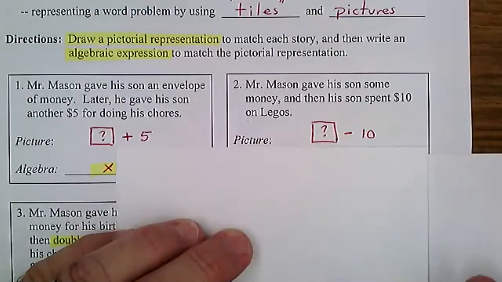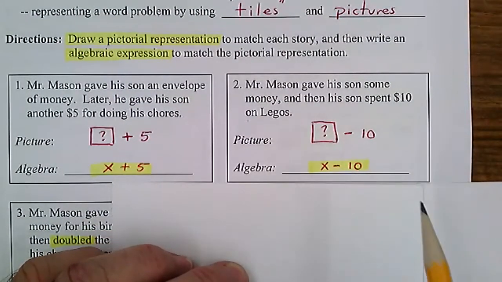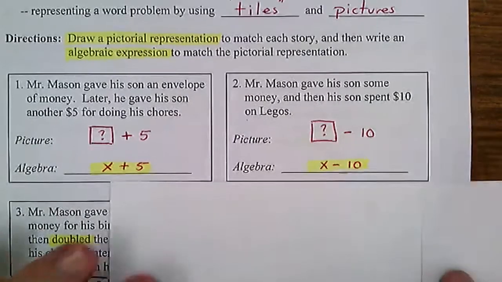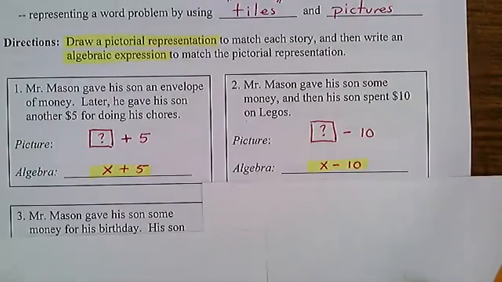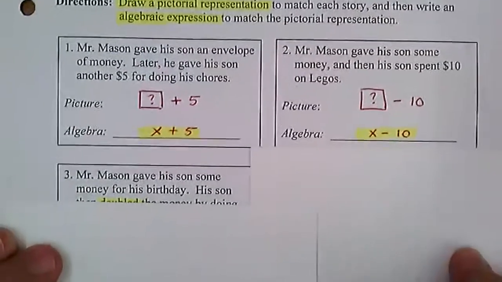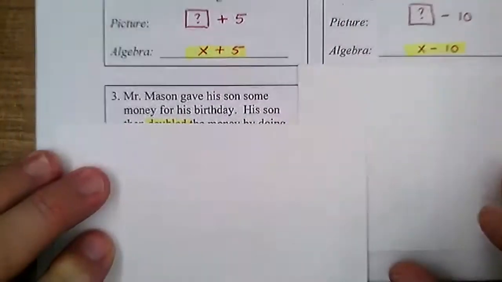Okay. So then the algebra would be x minus 10. Okay. All right. Let's try a few more. They're going to get a little bit more sophisticated as we go. All right. So here we go.